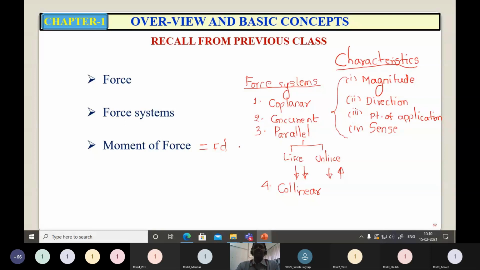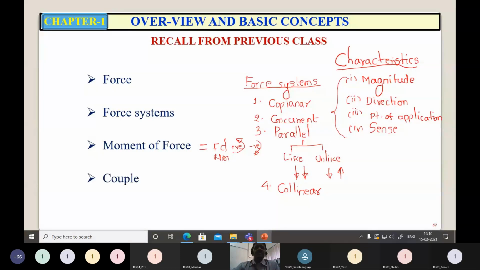And what is the sign convention which we are following for moment of force? If it is tending to rotate the body in anti-clockwise direction, we are treating it as positive. And if it is acting in clockwise direction, we will consider it as negative. And what is the unit of moment of force? It is force into distance. So Newton meter, SI unit.